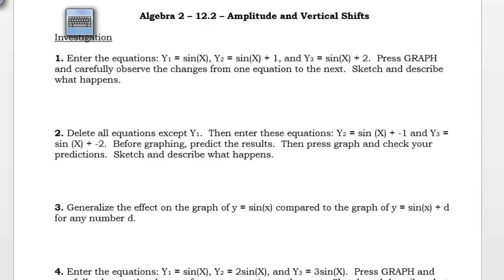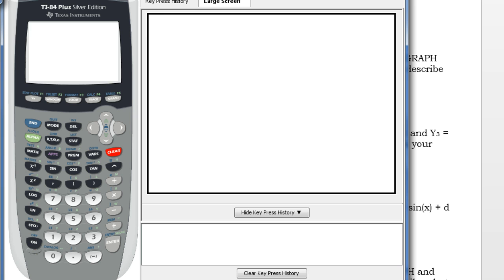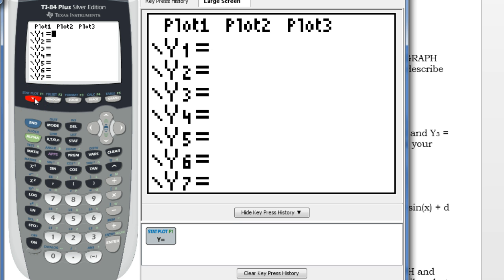This is Algebra 2, Lesson 12.2. So in this investigation, we're going to take our sine and also our cosine graphs and see what happens with amplitude and with vertical shifts. So I'm going to use my graphing calculator. You don't need one. I mean, you're just going to see what happens on mine. If you have one, you can follow along, but it's not necessary.